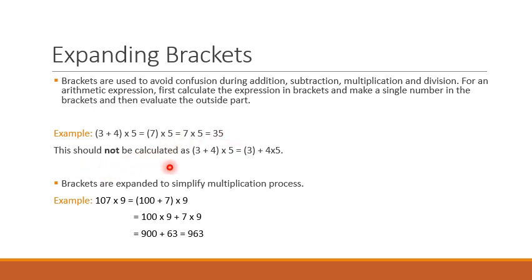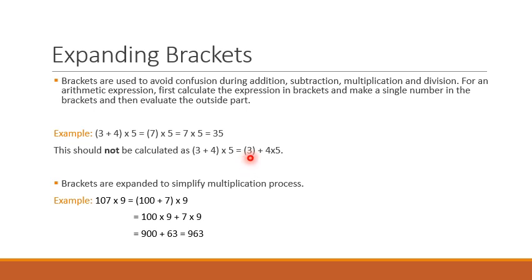Now keep it in mind, if an expression is given like 3 plus 4 in brackets multiplied by 5, then don't calculate it by removing the bracket. If you remove the bracket, what does it mean? 3 plus 4 multiplied by 5. So the answer will change. If you calculate it in this way, first you have to multiply, so 4 multiplied by 5 will give you 20 and 3 is added to it. So the answer will be 23, which is not the correct way to solve the brackets.